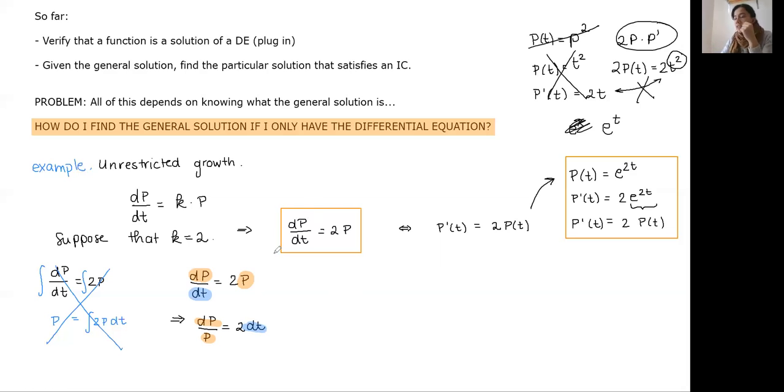Okay, so what I'm trying to do is separate the variables, right? This is actually the name of this technique: separating the variables. It means there's one variable that's p, one variable that's t. I know how to integrate with respect to just one variable, so I'll try to get everything that involves p on one side and everything that involves t on the other side, and that way, hopefully, I'll be able to integrate one side with respect to p and the other side with respect to t, right?